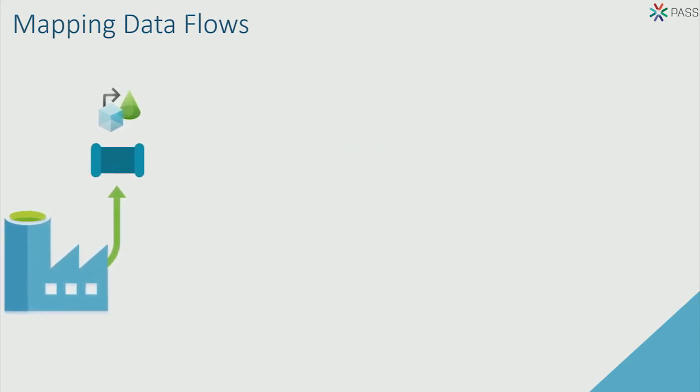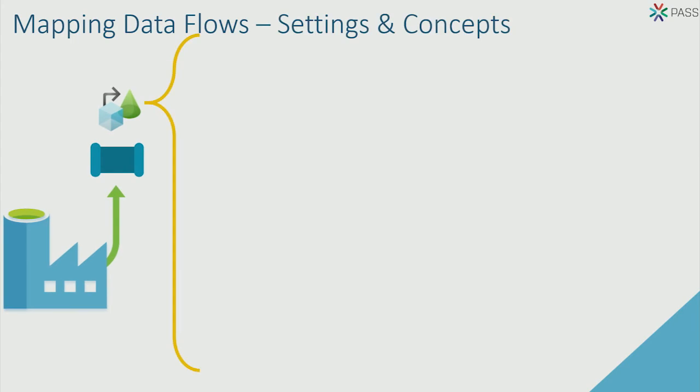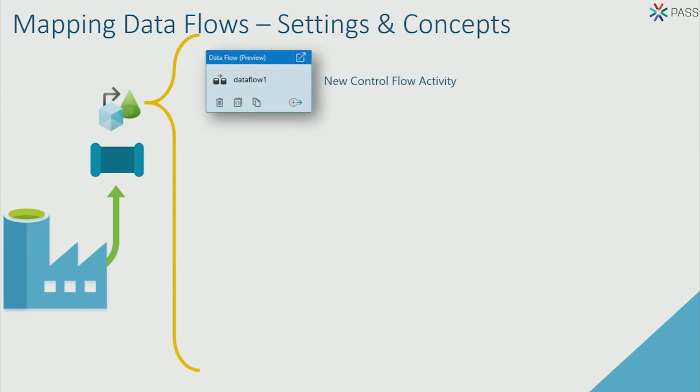So let's look at our mapping data flows then. We had those 5 components of our control flow. What do we have within our data flow that we need to understand? Well, firstly, the new activity that we'll take a look at in a moment.